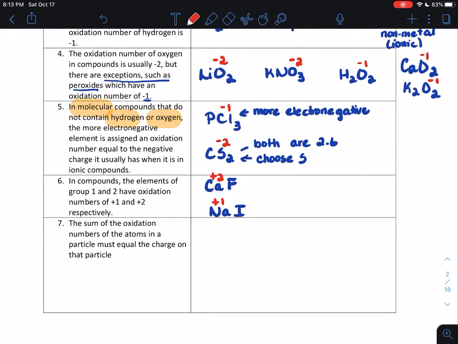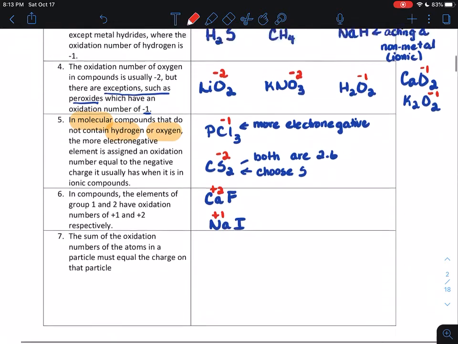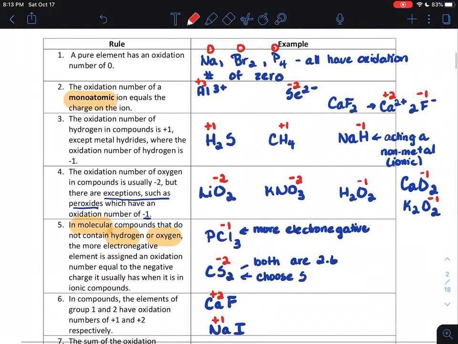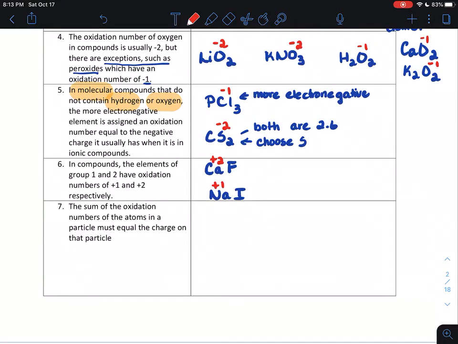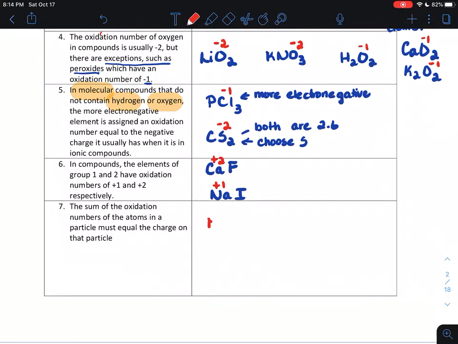All right, our last rule. And our last rule is, in a lot of ways, the most important one, because it will allow us to find oxidation numbers for all the different elements that I have not found an oxidation number for in these compounds. And it basically goes like this. It says, the sum of the oxidation numbers of the atoms in a particle must equal the charge on that particle. So I'm going to do this very slowly with one example, and then we will do it a little bit faster with another one. So my first one is going to be NO2.